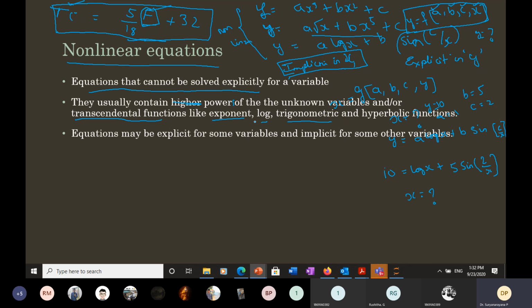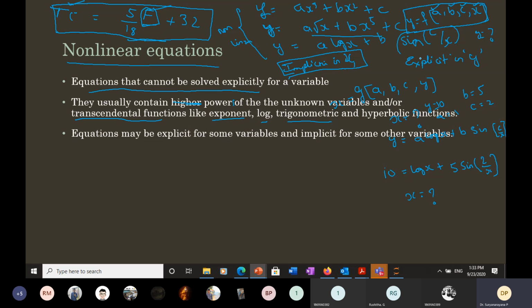This I tried to explain here: equations may be explicit for some variables and implicit for some other variables. See this very equation I told you, this last equation, and any of these equations. Let's say a, b, c are constants. If you know x, finding y is easy. So this is a nonlinear equation, but it is explicit in y.